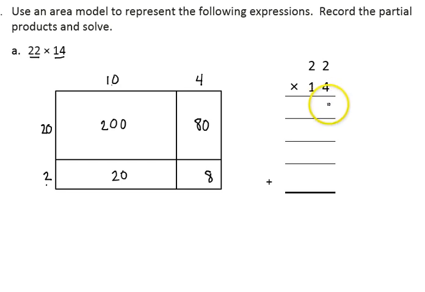Now I'm going to move over and write those products vertically on my multiplication problem. I'm going to start with the 8, because that's what I got when I took 4 times 2. Then I took 4 times 20, and I got 80. I took 10 times 2 and got 20. And 10 times 20 and got 200. I can add all of those, and I get a final answer of 308. So 22 times 14 is 308.